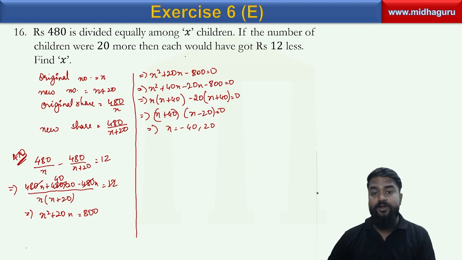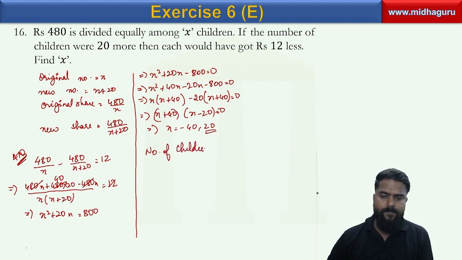Since x was the number of children, we'll take the positive value. So the number of children originally was 20. So now let's move on to the next question.